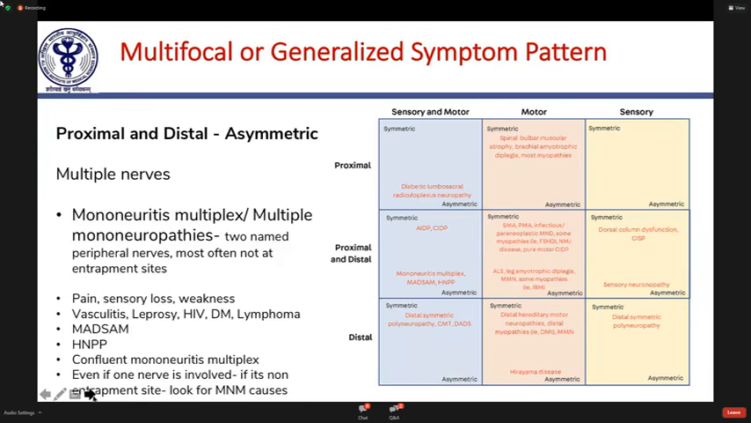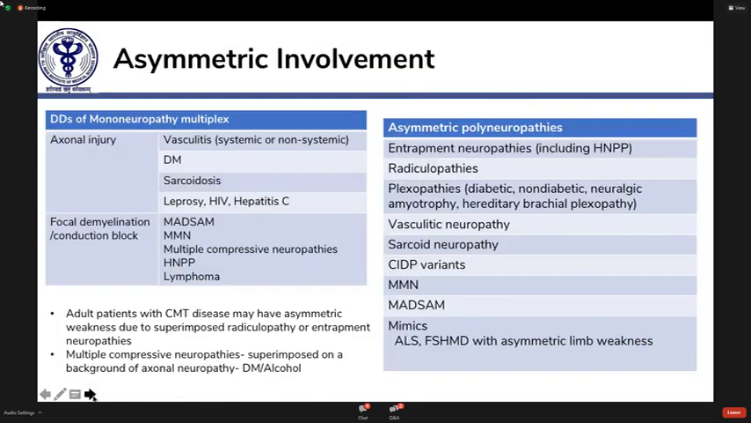It involves more than two peripheral nerves, most often not at an entrapment site, with pain, sensory loss, and weakness. The most common causes are vasculitis, leprosy, HIV, diabetes, lymphoma, MADSAM, and HNPP can also present this way. Later on, confluent mononeuritis multiplex may present like a generalized polyneuropathy. But one point to note is, even if only one nerve is involved, if it is a non-entrapment site, always look for other causes of a mononeuritis multiplex.